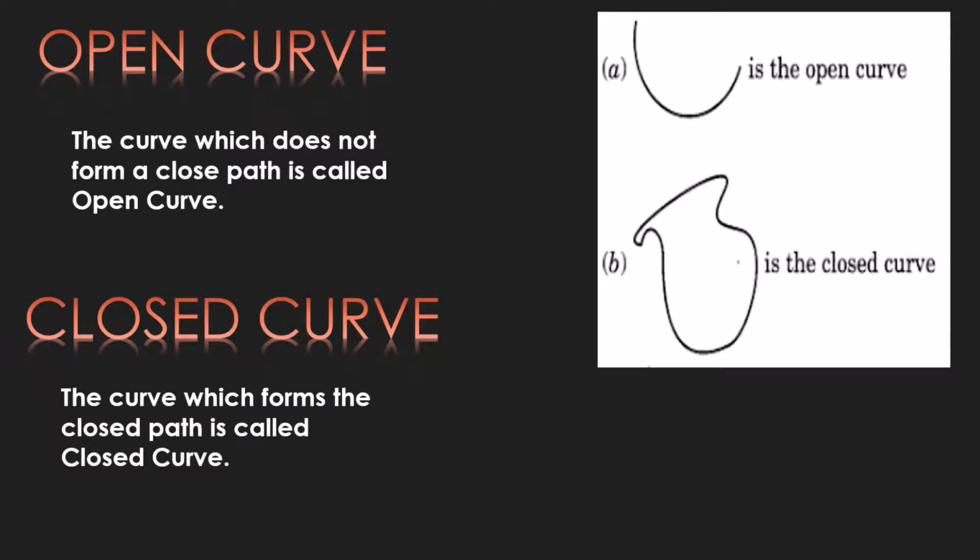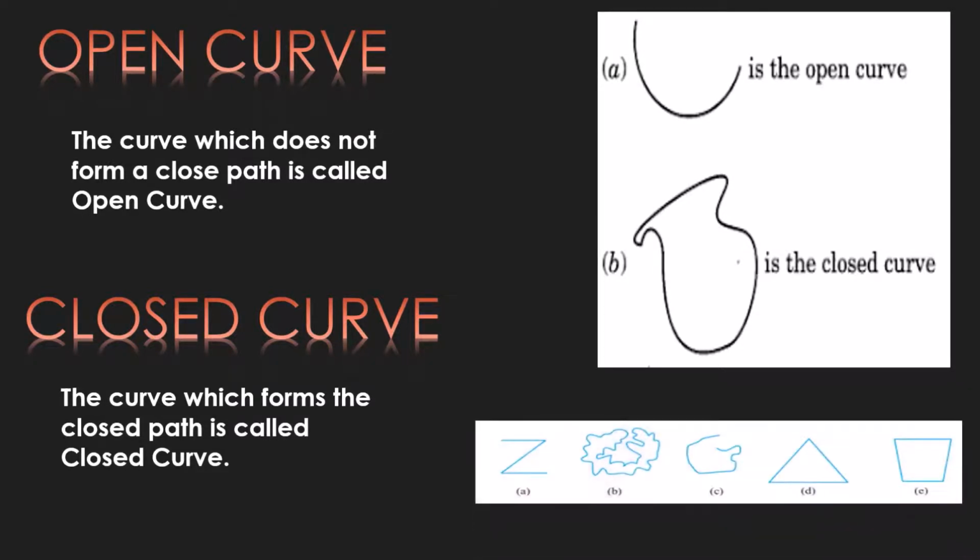And if the curves form a closed path, like the second one, it is called a closed curve. Following are the pictures. Classify the following curves as open and closed. I'm sure you can do it easily with this figure, which are closed and which are open. So find out and write in the comments.